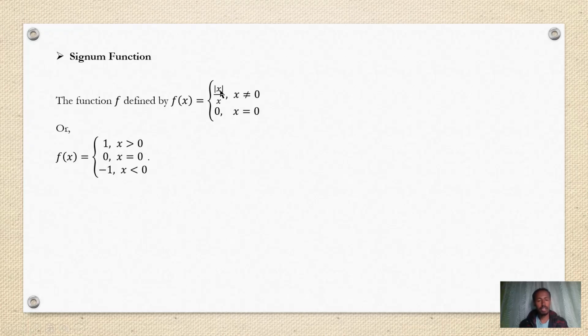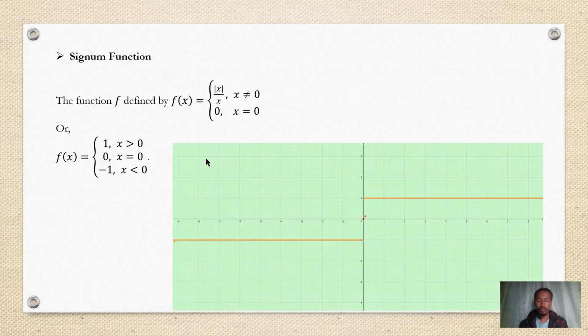As you see from here, if the x value is positive, then x over x is equal to 1, which is 1 for x greater than 0. And for the absolute value of x, the output is negative x over x, which is equal to negative 1 for x less than 0, and 0 for x equal to 0. As you see from the figure here, f of x is equal to 0 for x equal to 0.